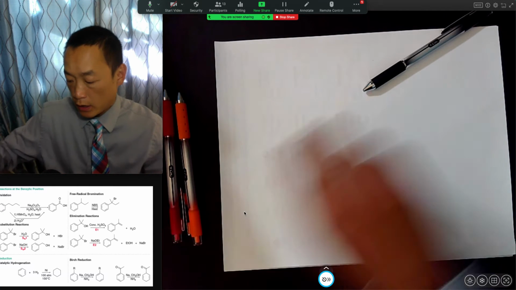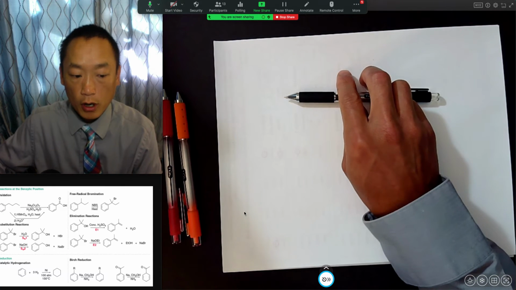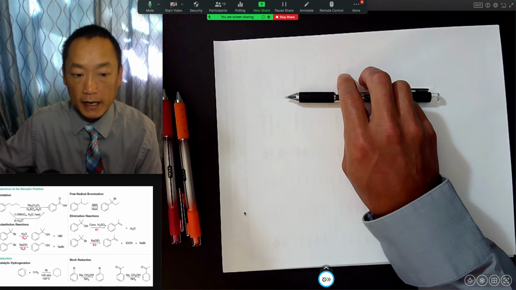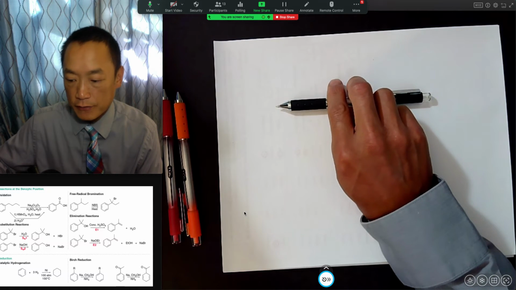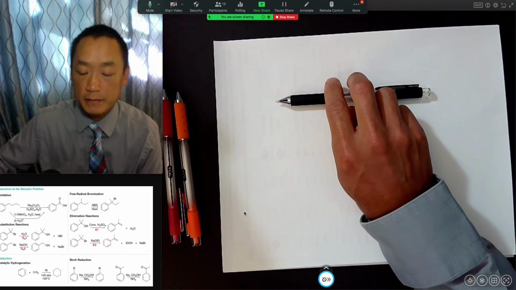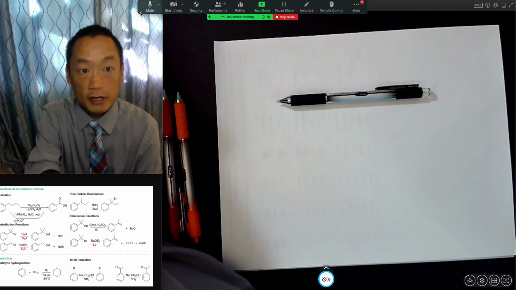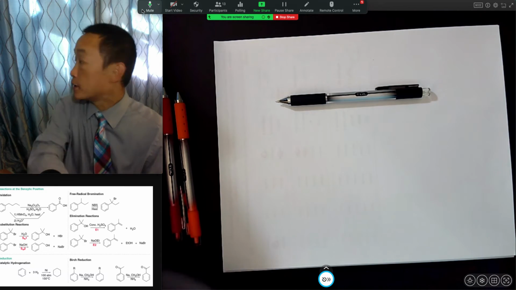Today, then, let's take a look at the reactions of aromatic compounds, what types of reactivity we would expect them to have. And hold on just a second while I close this window behind me.